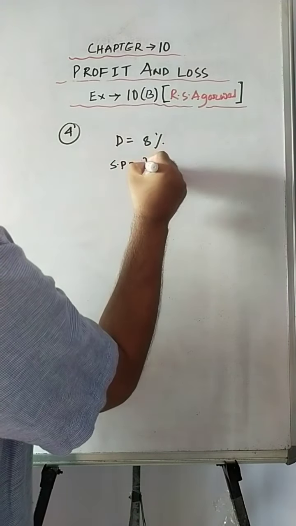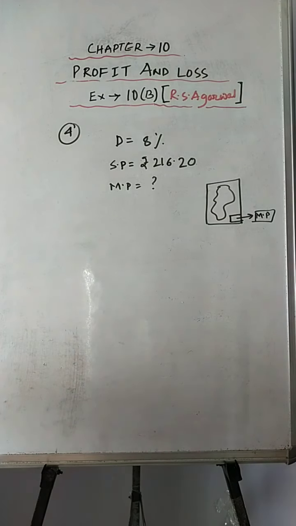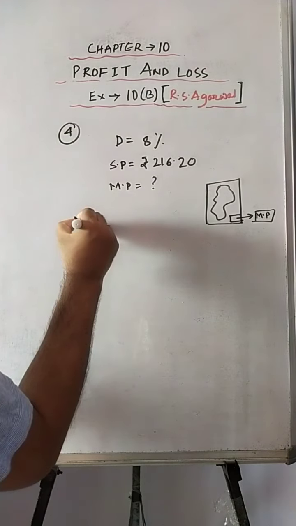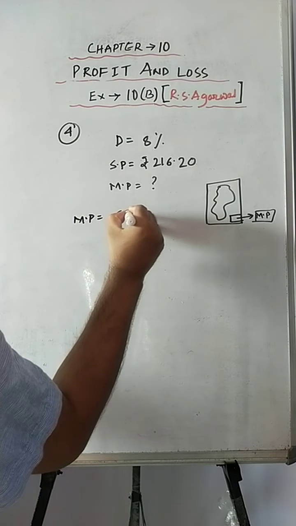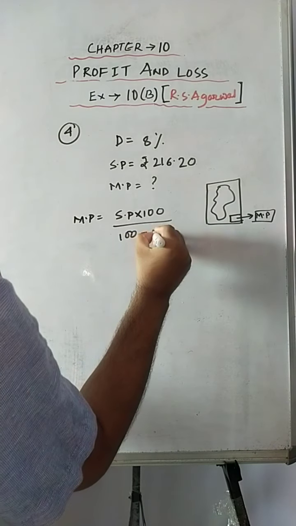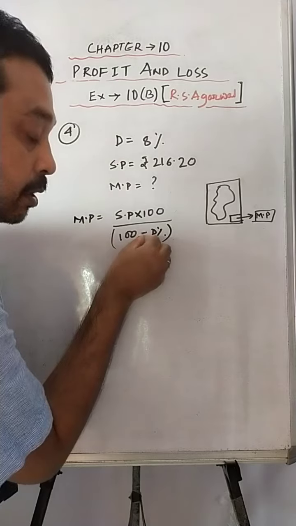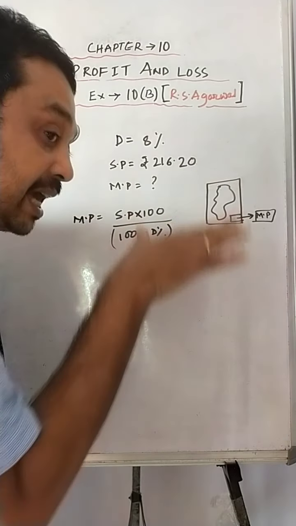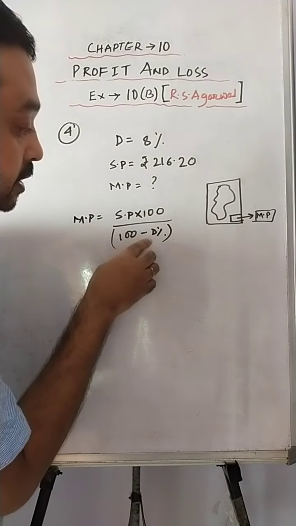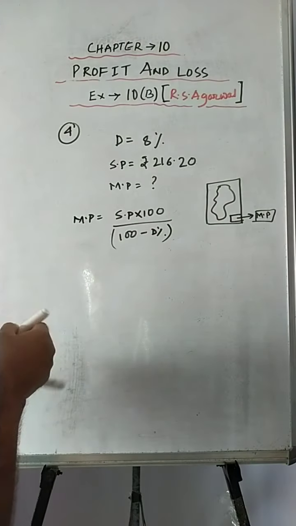So now we'll go for one formula. Mark price: MP is equal to SP into 100 by 100 minus discount percent. Why have I written minus with discount percent? Because discount means some deduction would be made. That is the reason we are giving a minus sign with discount percent. Now this is the required formula.